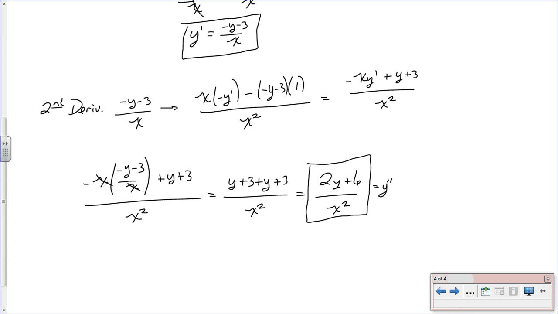All right, so second implicit derivatives just add a step or two to the regular implicit derivatives. You just take the derivative of your derivative and substitute in y prime, and then solve and simplify it down from there.